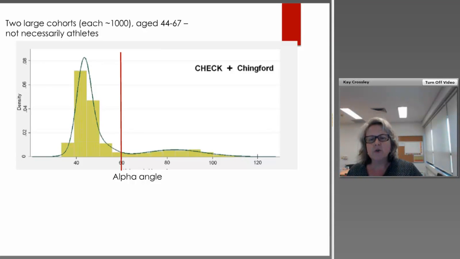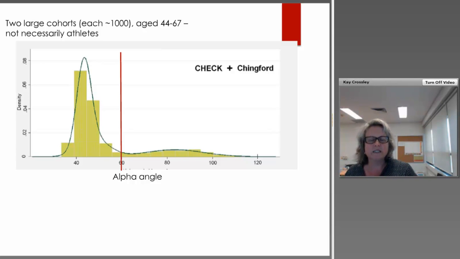And on the y-axis we have the frequency of people with a different alpha angle, and on the x-axis we have the actual angle itself. So what you can see is it has a bimodal distribution. So we have one hump and then a gap followed by a second hump. And that tells us a couple of things.